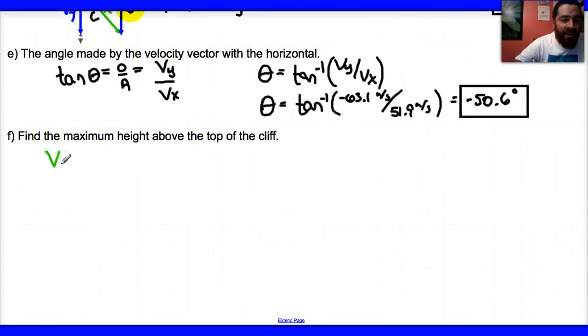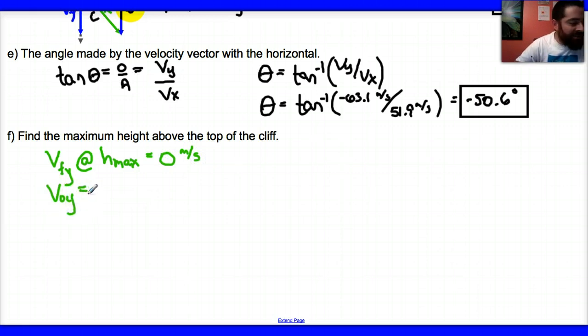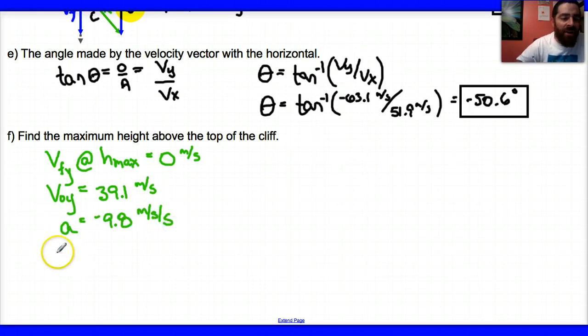the velocity final in the y direction at h max, and this is always true, is equal to 0 meters per second. We know the initial y component of velocity when it was fired. Of course, that is 39.1 meters per second. We solved for that earlier. We know the acceleration, it's negative 9.8 meters per second squared, and then finally we're looking for delta y in this case, or how high above that plane that it was fired. If you take a close look at these four variables, the third equation of kinematics is the best candidate to solve this unknown.